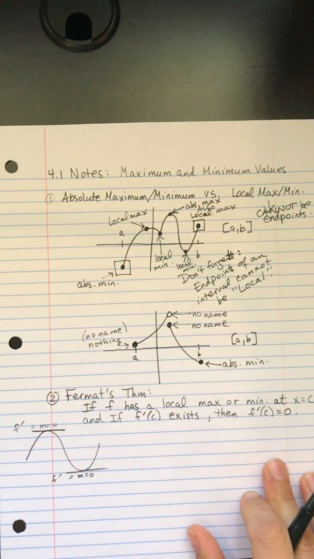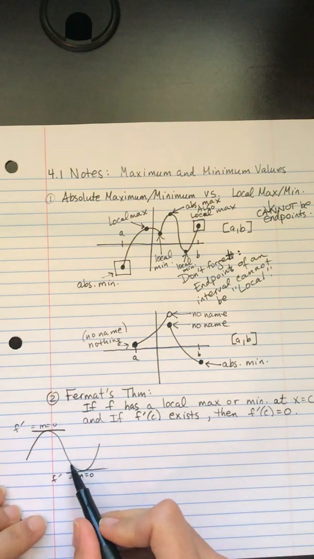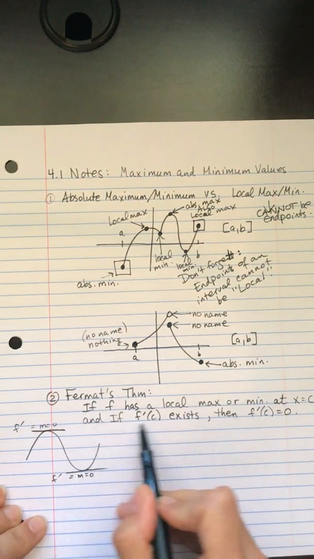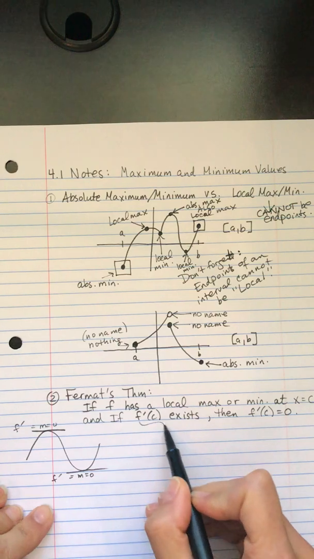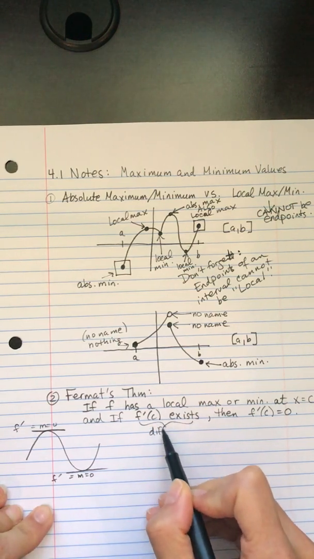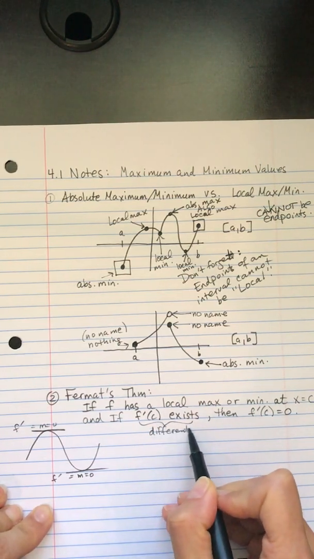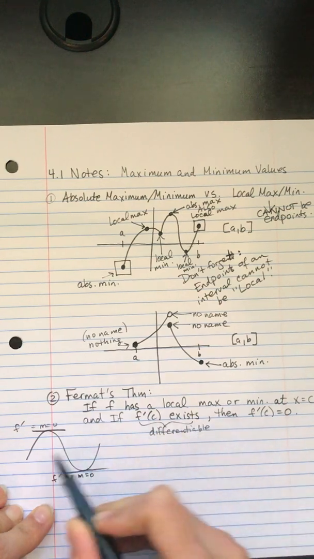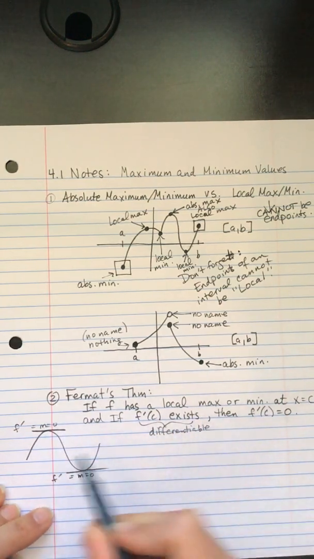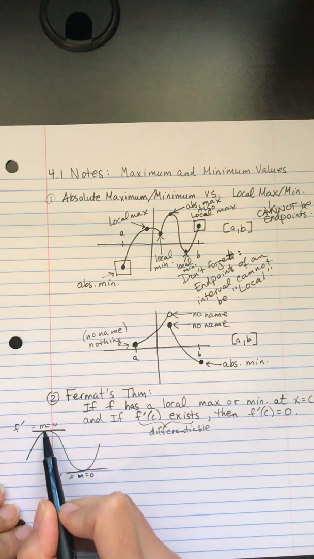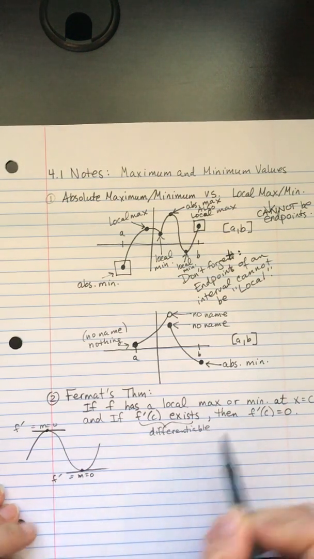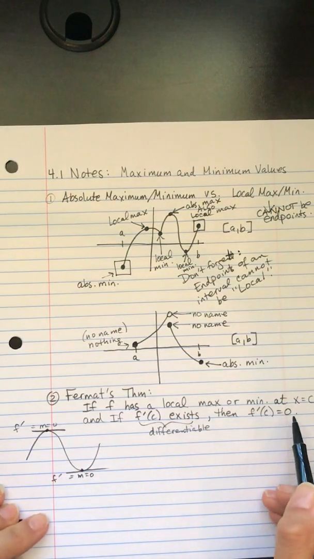It's saying if you have a function, you don't have a corner or a cusp, and it's differentiable. F prime of c means differentiable. Okay. If you have a smooth curve and you can find the derivative and you're finding it at a maximum or a minimum, then you know the derivative is going to equal 0.